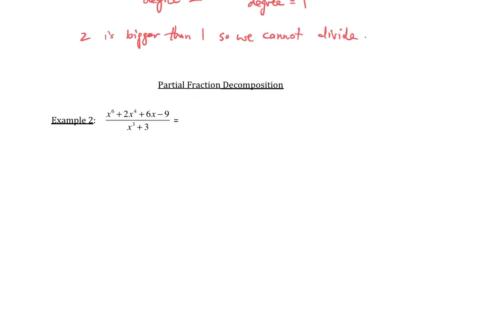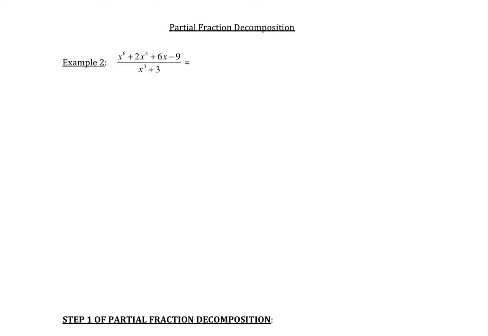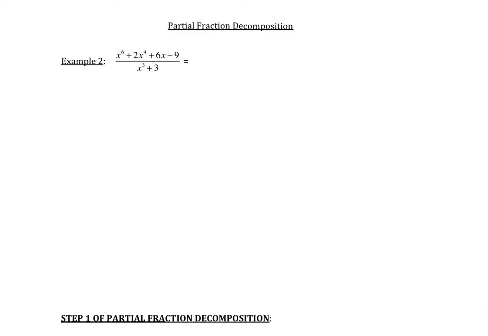In example 2, we have that the degree of the numerator n is equal to 6, and the degree of the denominator m is equal to 3. So since 6 is greater than 3, we need to divide. So I'm going to draw my little house thing over here, and the numerator goes inside the house.